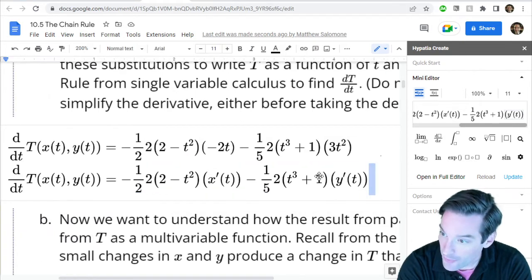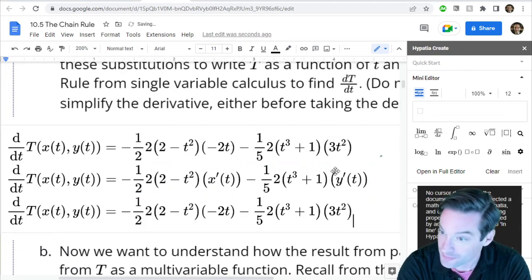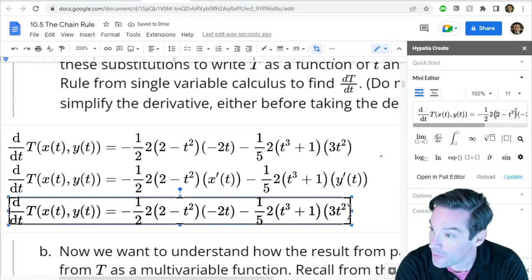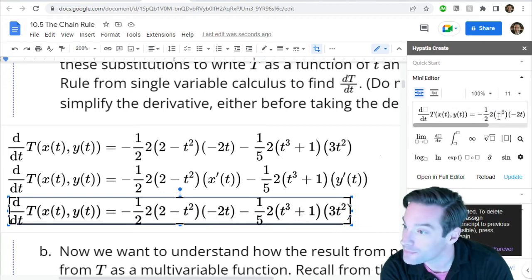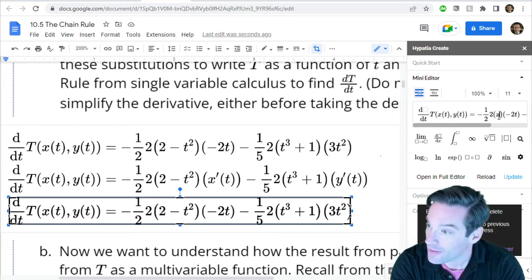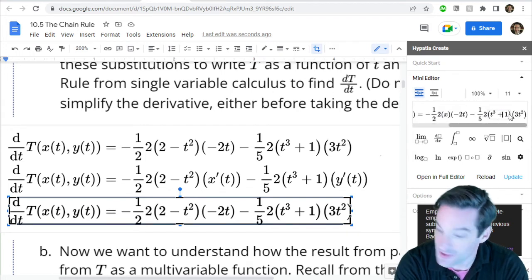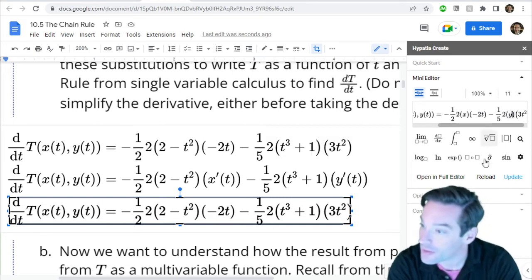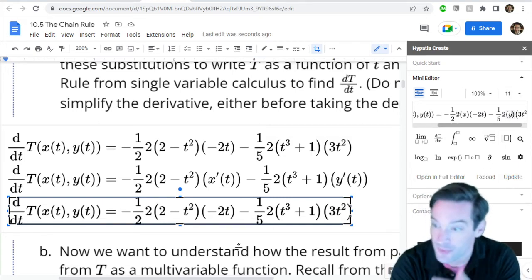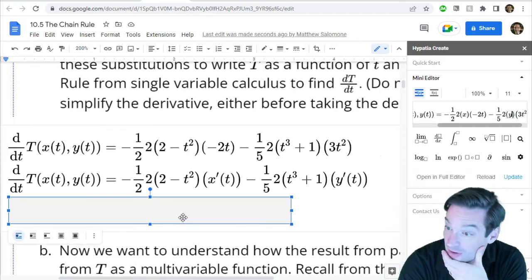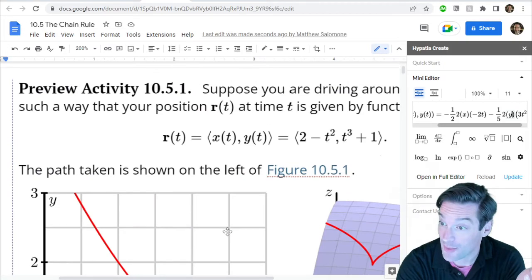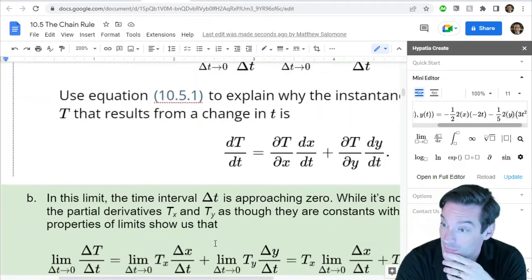So we can keep going. We can do even one step better here by replacing 2 minus t squared with just plain x of t. Maybe I'll even suppress the of t notation just to make the resulting thing a little bit easier on the eyes. So if I update this, I'm replacing 2 minus t squared with x. I'm replacing t cubed plus 1 with y, because that's what they meant in my original parameterization, right? Okay.